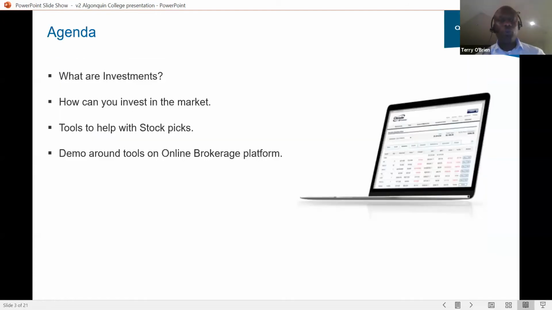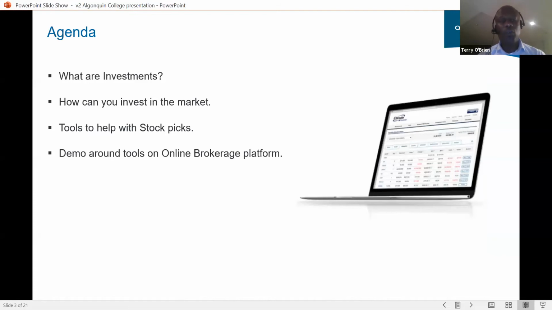So I'll go through the agenda for today. We'll go through what are investments. So we're going to look at mutual funds, exchange traded funds, and stocks. We'll give you a brief description of each. We'll also go into how you can invest in the market. So we look at a financial advisor versus an online brokerage or do-it-yourself investing.